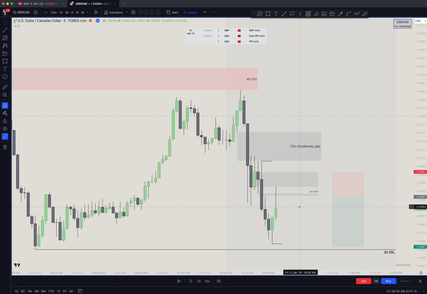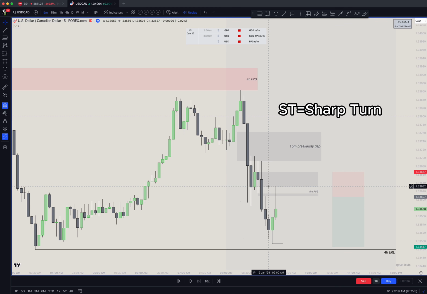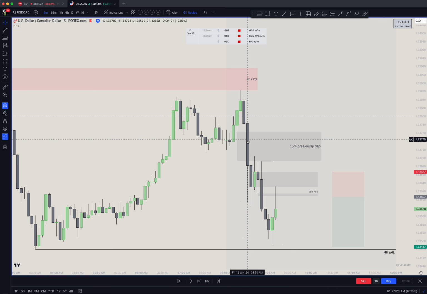All right. So credit to Arjo for this entry model. I learned it from him. Big shouts. I always give credit where credit is due. So yeah, this is essentially the ST model on the 5-minute chart, that double ST, which we're waiting for that initial high probability leg, that initial 5-minute fair value gap, and then that second fair value gap in the form of that second high probability leg.